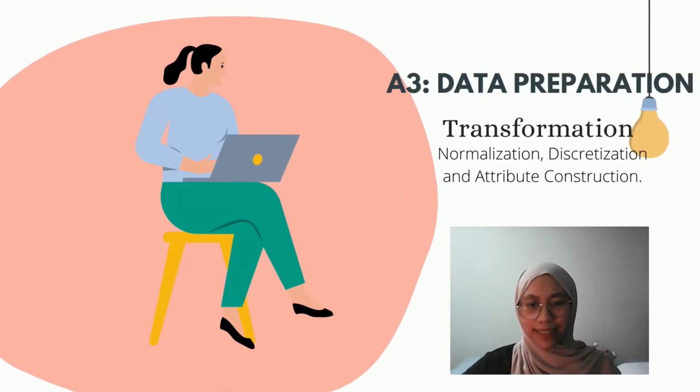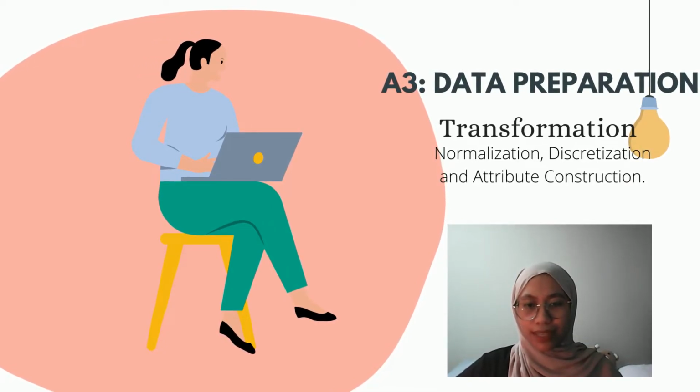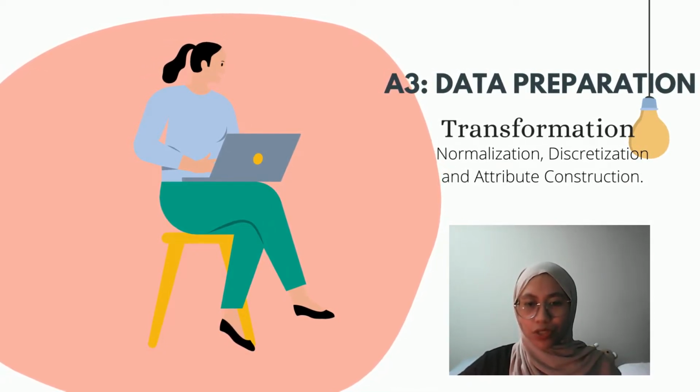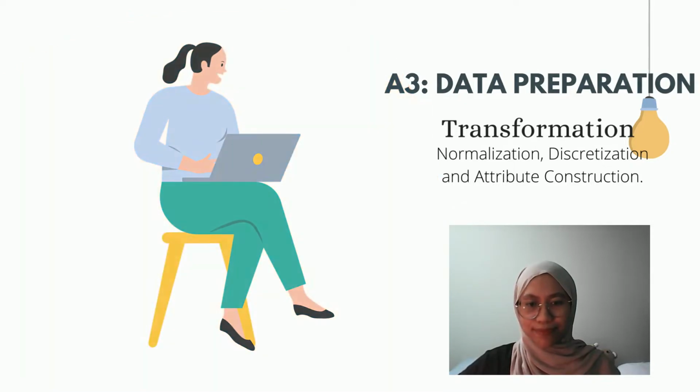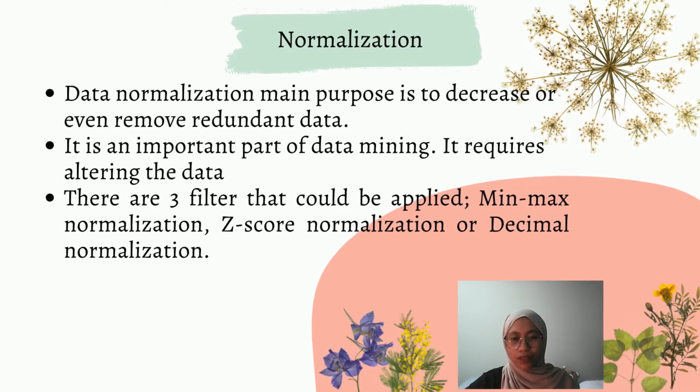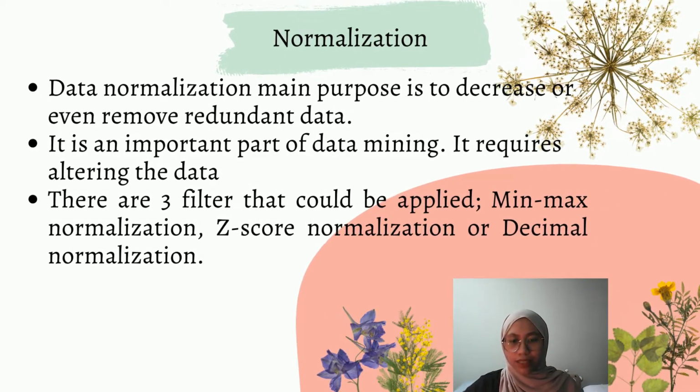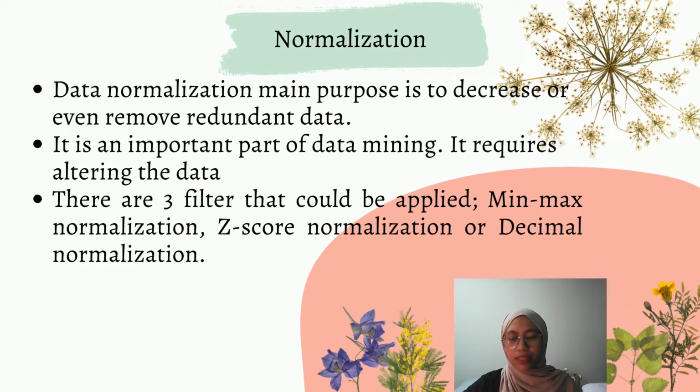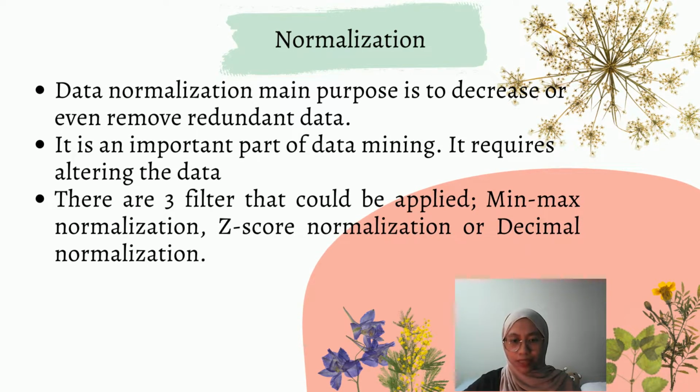Hi, my name is Aina Nadira and I will present A3 data preparation, which is also named data transformation, that includes normalization, discretization, and attribute construction. On the first slide, normalization: the main purpose of data normalization is to decrease or even remove redundant data. It is an important part of data mining that requires altering the data, which is converting the original data into a format that enables efficient data processing.